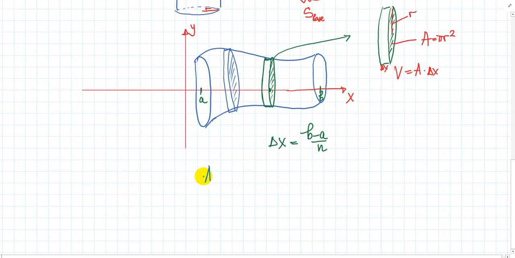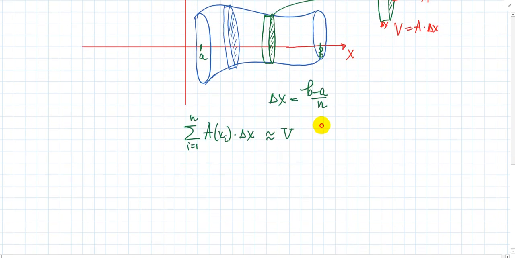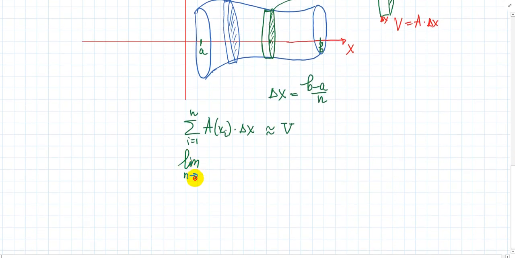Then by finding the area at each sample point and multiplying it by delta x, I can find the volume of one piece. If I sum all the volumes, i from 1 to n, it gives me more or less the volume of the object. But if I take the limit when n goes to infinity, this will be exact, more precise. So the summation of A of xi times delta x, from 1 to n, is by definition the integral of A of x dx from a to b. Do you understand this?